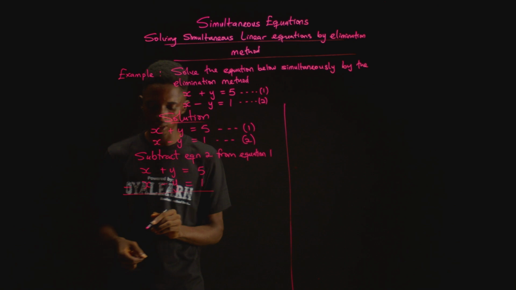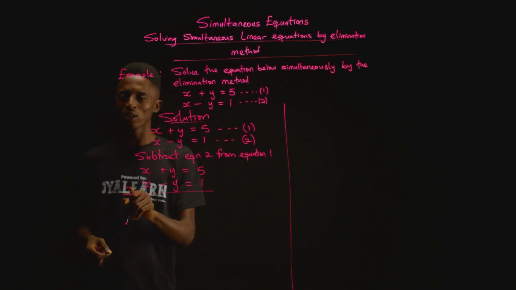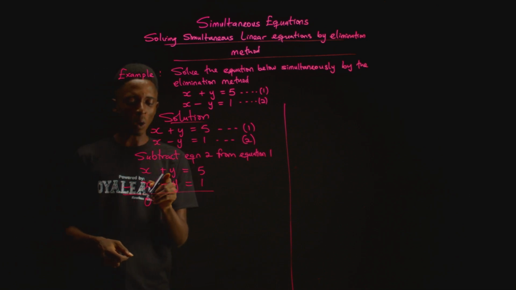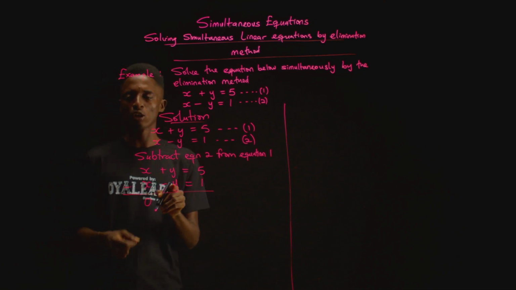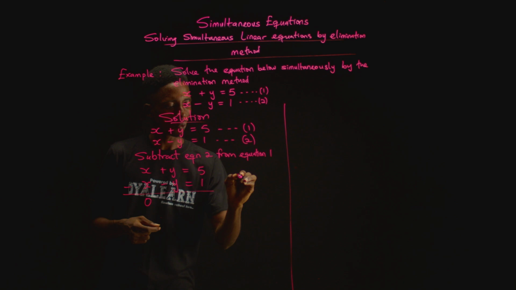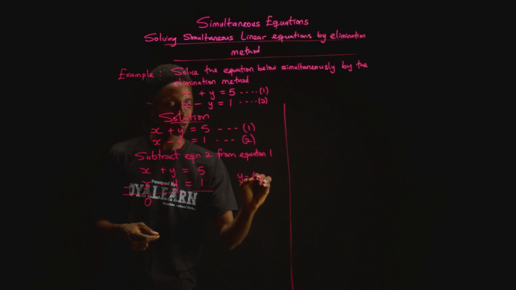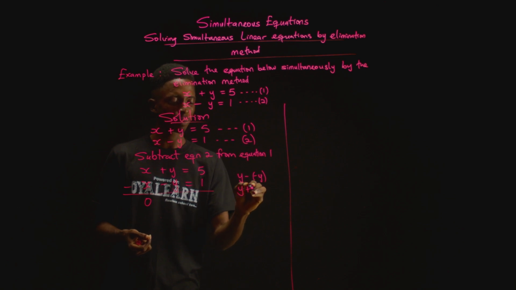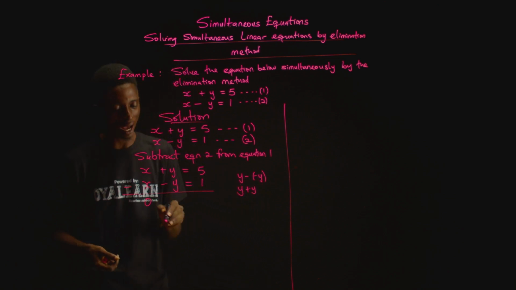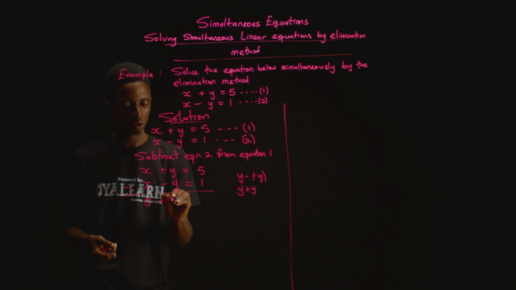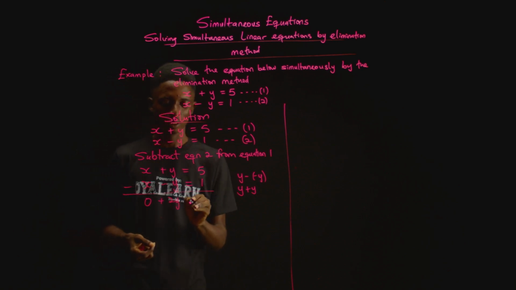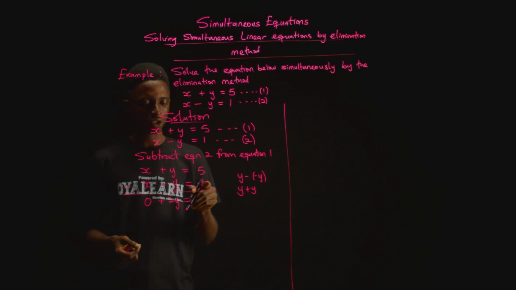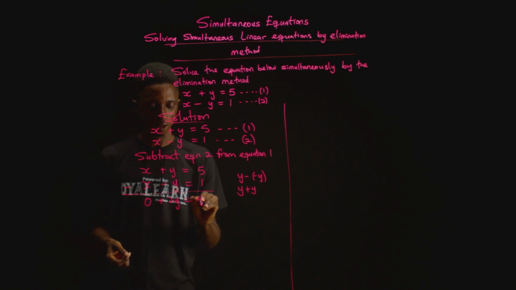Now let's see what this would give us. x minus x is 0. And then y minus minus y. This is the same thing as saying minus times minus gives us plus. So we have y plus y, and that will give us plus 2y, equals 5 minus 1, and that gives us 4.